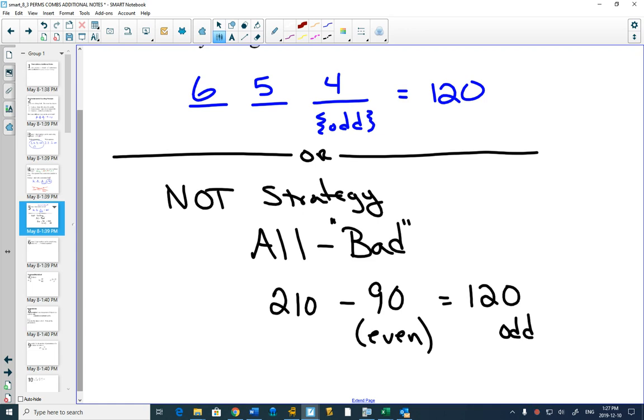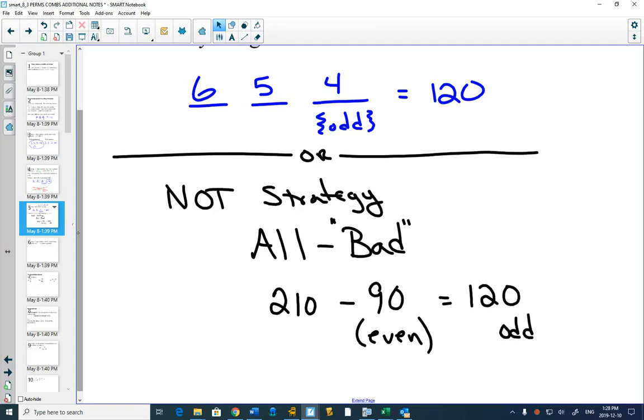Now, in this example, I would only say use the not strategy because you knew the answers from question 2 and question 3. Normally, the regular strategy would be just as fast. But there's going to be some questions that we do that it's going to be much easier and much faster to count the bad ones and all of them and subtract than it will be to try to count it directly.